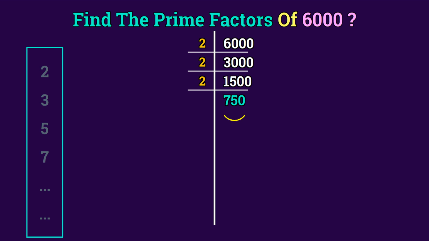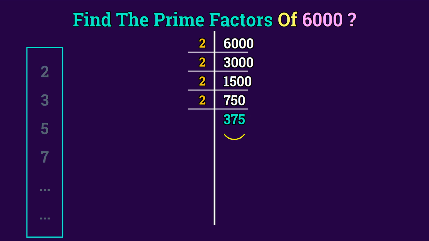Dividing 750 by 2, which equals 375. So 750 divided by 2 equals 375.